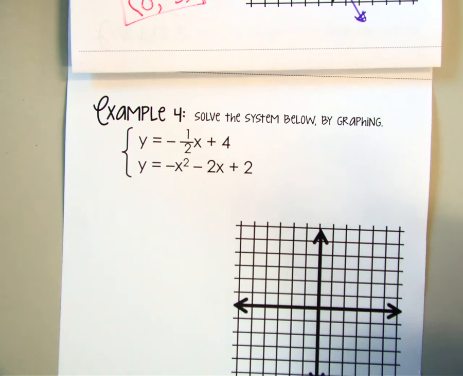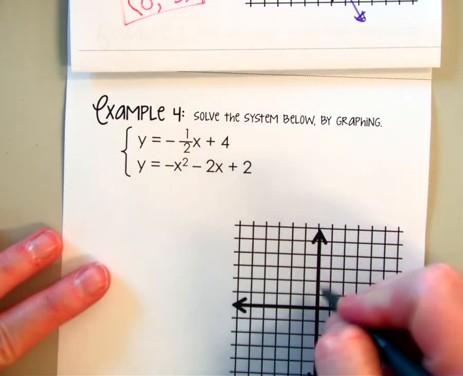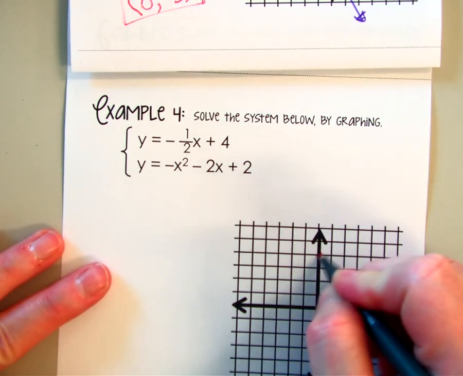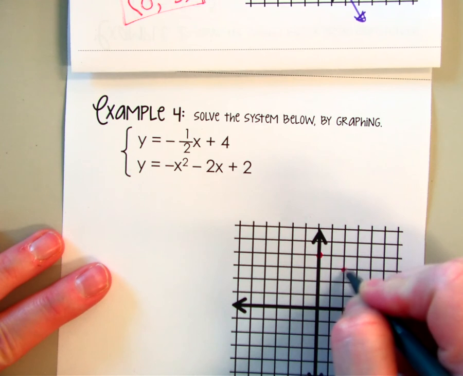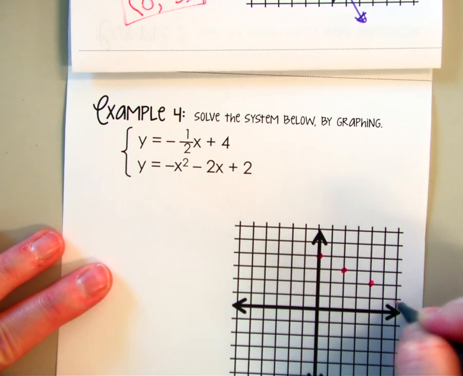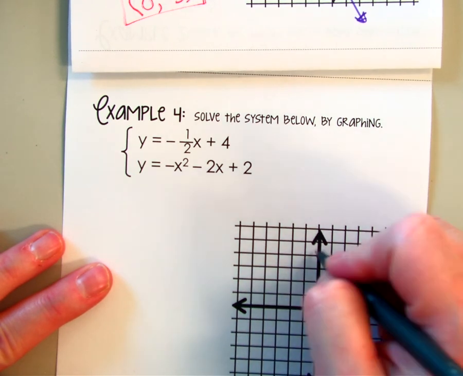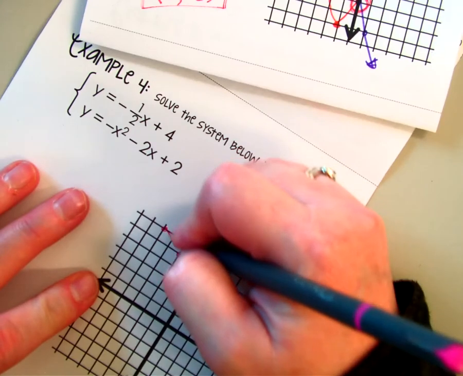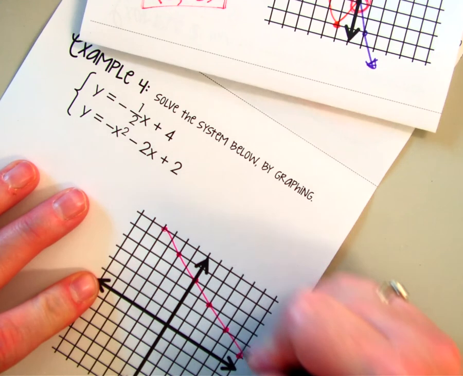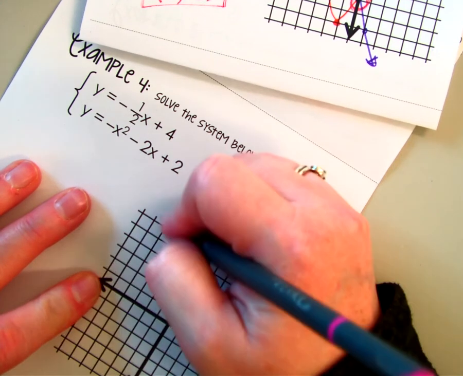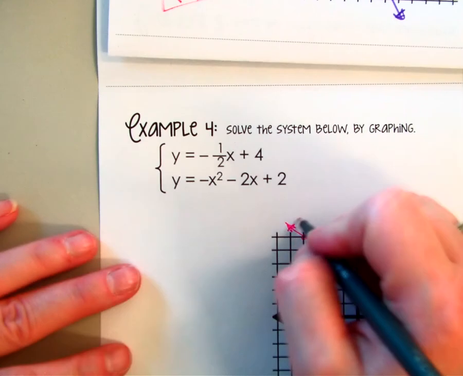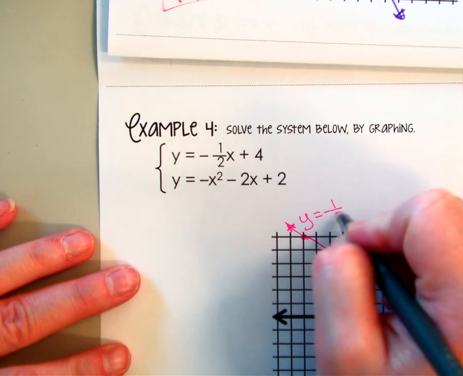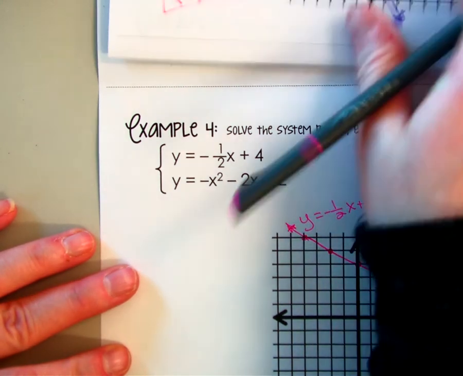So again, I have another line. Start at 4, negative 1/2, so down 1 to the right 2, down 1 to the right 2, down 1 to the right 2, up 1 to the right 2, up 1 to the right 2. Y equals negative 1/2 x plus 4. So there is my line.